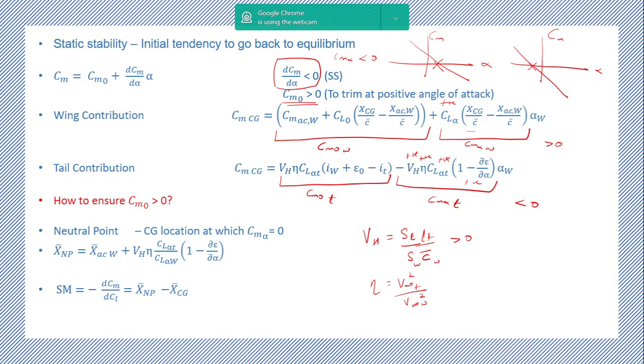Stabilizing, yes. So now we see why we need a stabilizing component, why we introduce the tails. Okay. So the question that I've asked here is, how do you ensure Cm not to be greater than 0? One point we had discussed in the previous lectures. What was that? I can think of two reasons. Can you come up with what they are? How can we ensure Cm naught to be positive? That is the overall Cm naught. How do you ensure it will be positive?